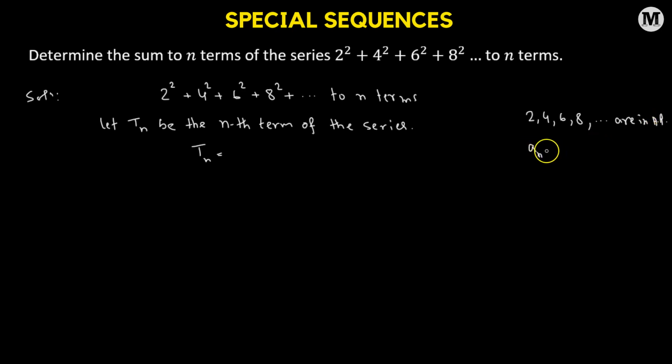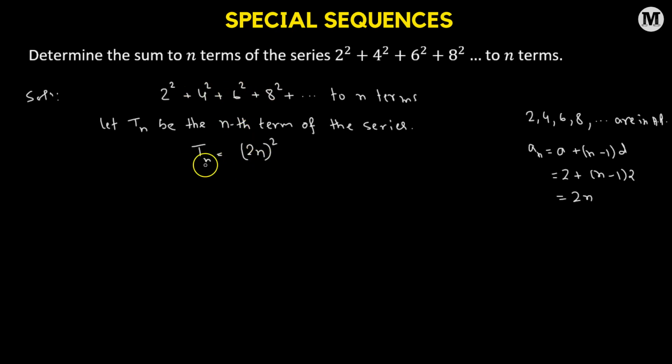The nth term is defined as a plus n minus 1 times the common difference d. So a here is the first term, which is 2. The 2 is getting added to n minus 1 times the common difference d. So 4 minus 2 equals 2, which means that our nth term comes out to be 2n. So we'll use this nth term 2n and square this value. This is going to give us the nth term of the series.